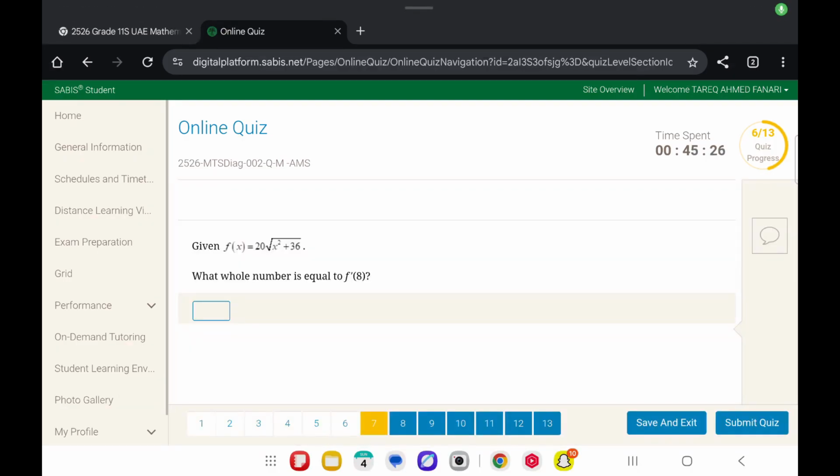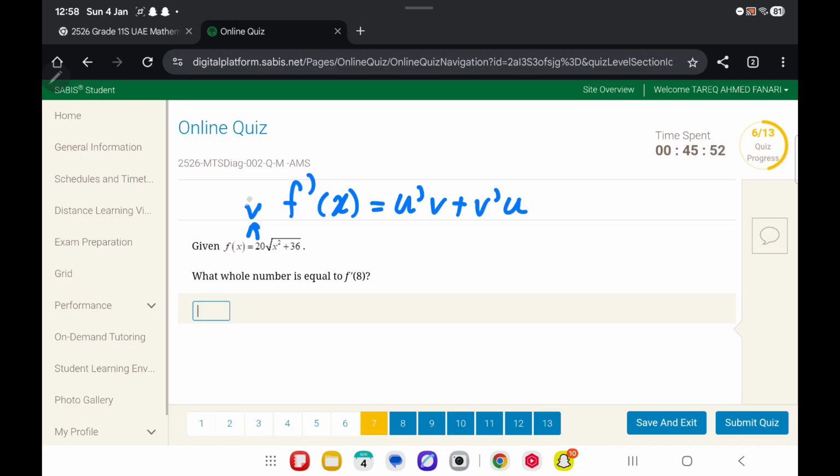Okay, question 7. Given f of x equals 20 radical x squared plus 36, what whole number is equal to f prime of 8? So for this, these two are products, right? They multiply, they're called products. So f prime of x in this case is what? u prime v plus v prime u. No weird division by v squared, no subtraction, just really nice addition. So this is my u, this is my v, just so there's no confusion.